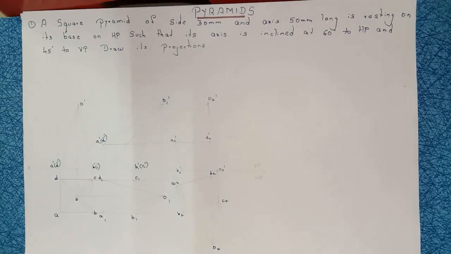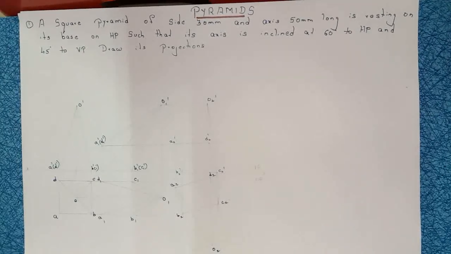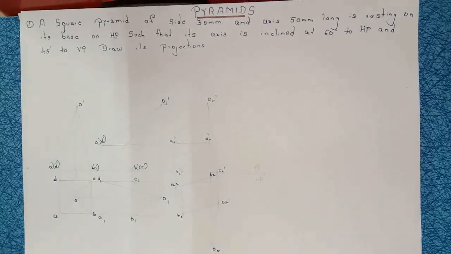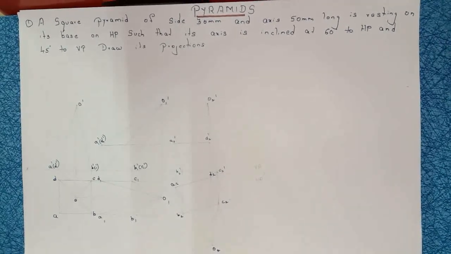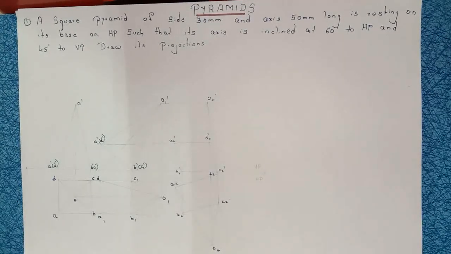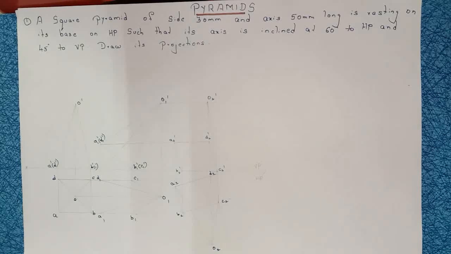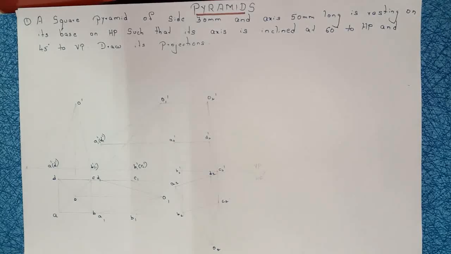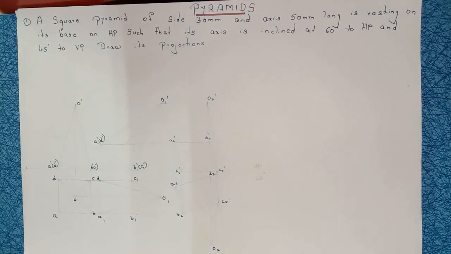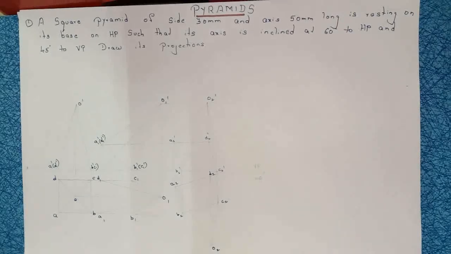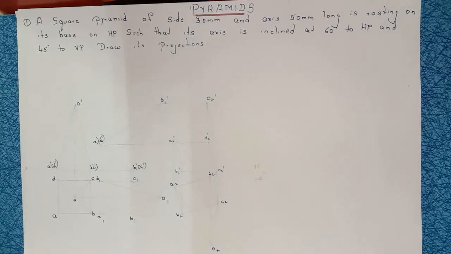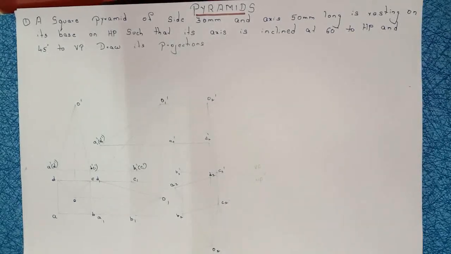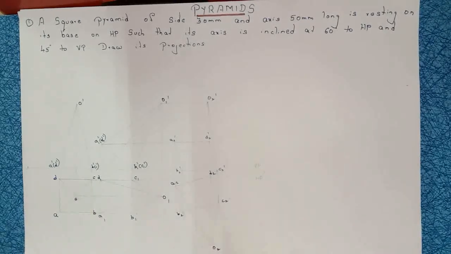Hello students. In all previous lectures we completed prisms. Now we are going to start pyramids. Same process, same method. I said one thing: when you see a prism from the front view, it appears like a rectangular shape. When you see a pyramid from the front view, it appears like a triangular shape. Prisms are bounded by rectangular faces, pyramids are bounded by triangular faces. Now we will see the problems.